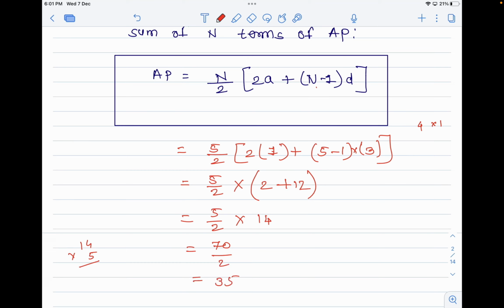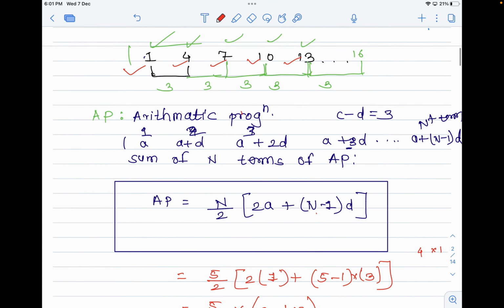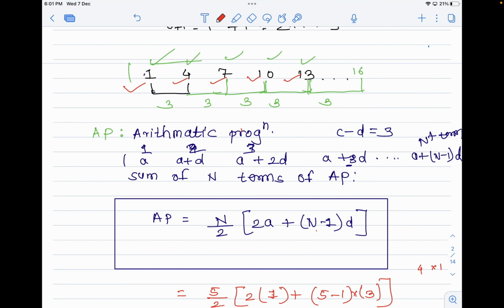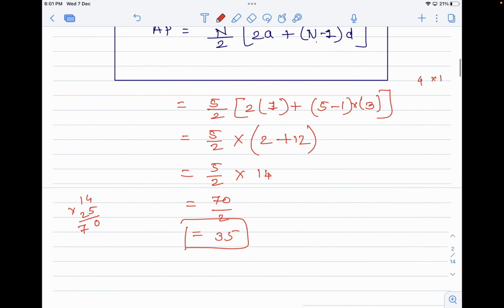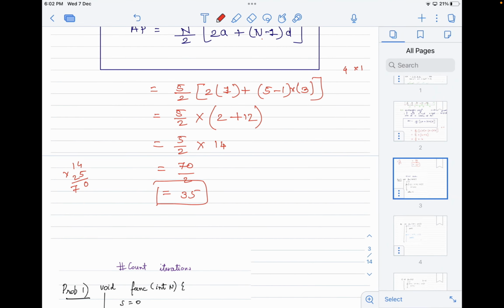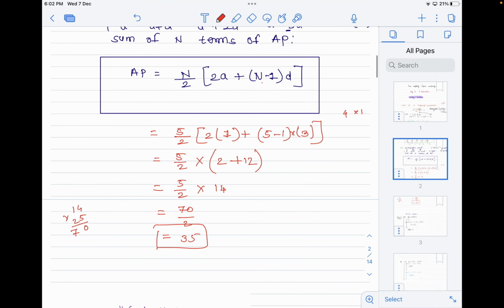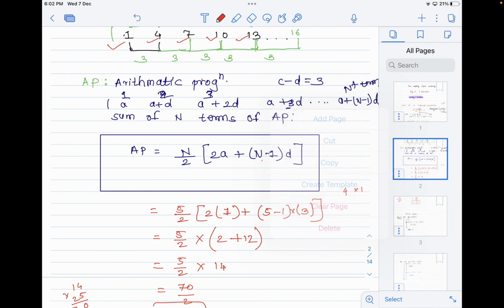Let's calculate. I'm not much good in maths. Yes, 70 divided by 2 is nothing but 35. Let's count: 13 plus 10 is 23, 30, 34 and 35. We got the 35. So arithmetic progression works when you have a common difference.